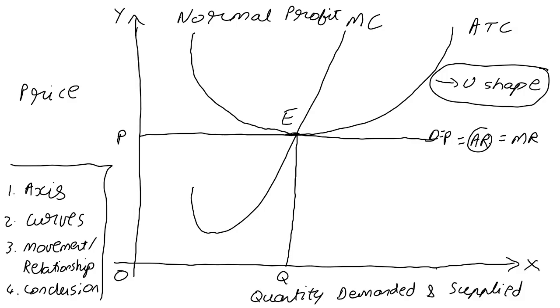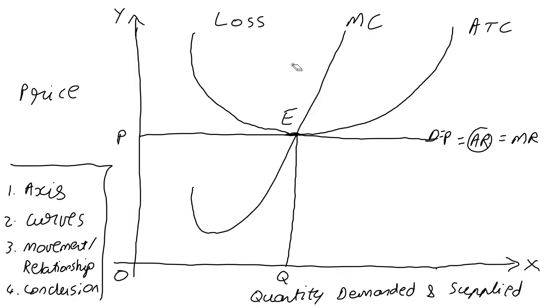Now, we're going to look at the last situation where a firm in a perfectly competitive market is not making a profit, whether normal or abnormal. It is making a loss. The way we can show a loss in a perfectly competitive market is if I take this U-shaped ATC curve downwards. I've already done this in a previous video.